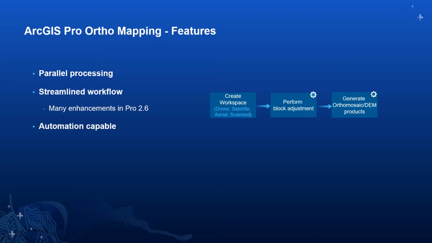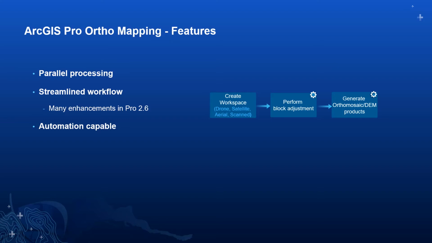We streamline the process into 3 steps: create workspace, which organizes the input and output into a Pro project. The user experience for creating a workspace from the 4 data types is different, but once created, the rest of the steps are the same. So the second step is perform adjustment, which includes tie point matching and triangulation. The third step is generate products.